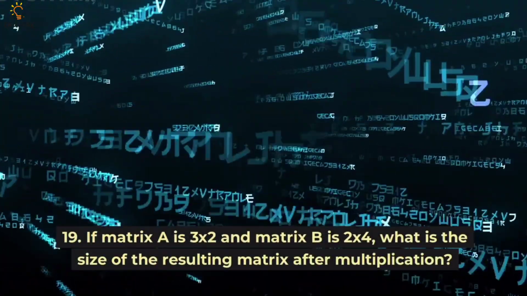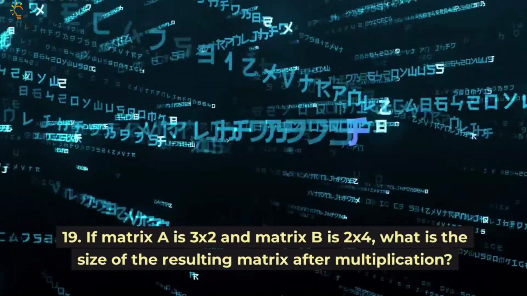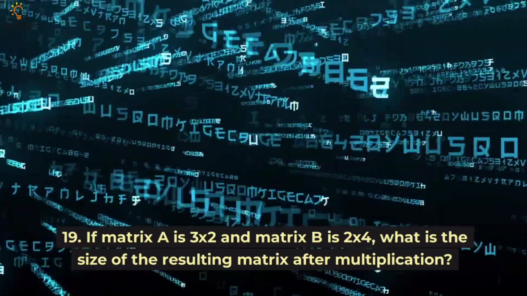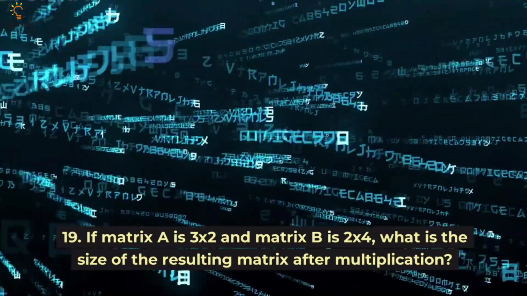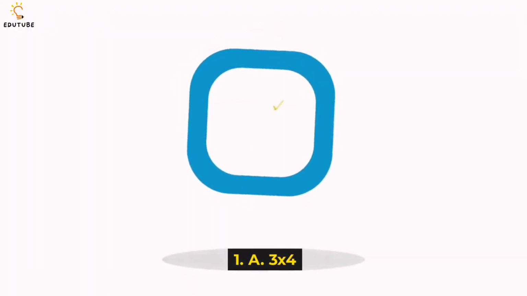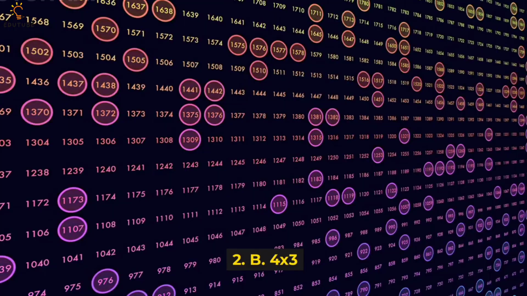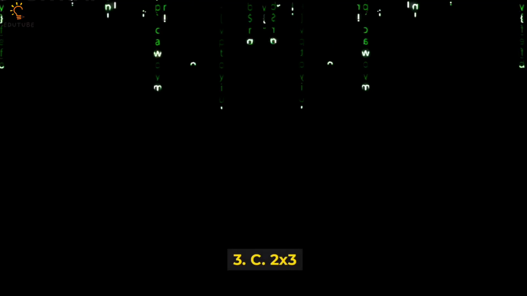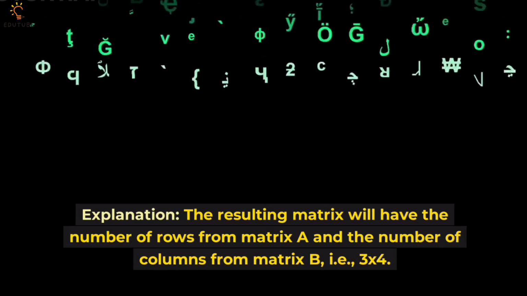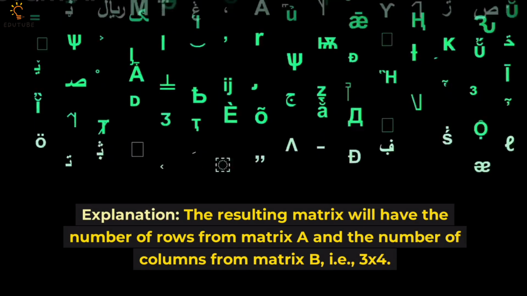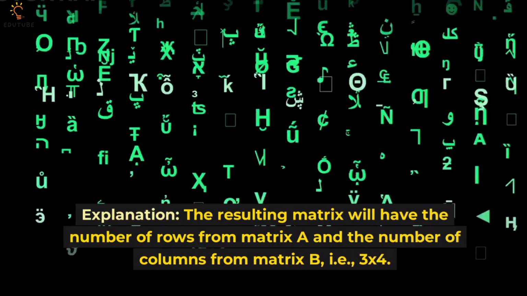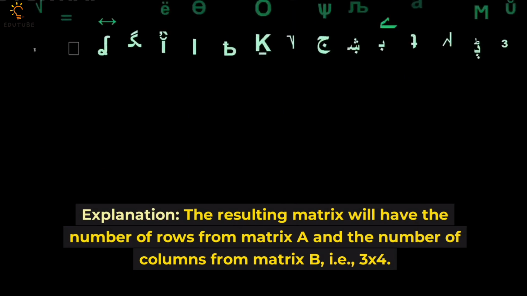19. If matrix A is 3 by 2 and matrix B is 2 by 4, what is the size of the resulting matrix after multiplication? A. 3 by 4. B. 4 by 3. C. 2 by 3. Answer: A, 3 by 4. Explanation: the resulting matrix will have the number of rows from matrix A and the number of columns from matrix B, i.e., 3 by 4.